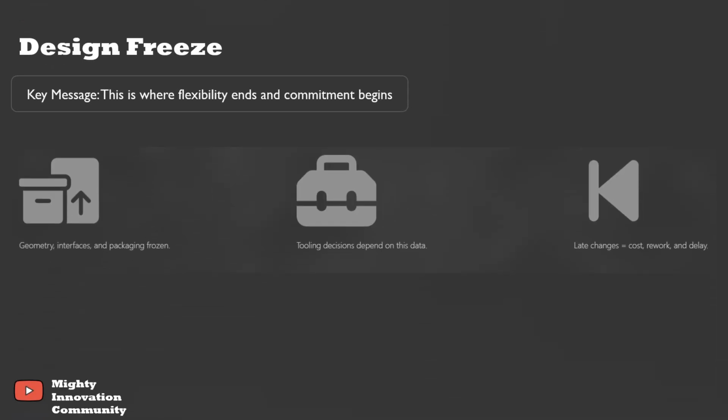The first milestone is design freeze. Design freeze means the part geometry is frozen. After this point, major geometry changes are not allowed. Tooling decisions are based on this design freeze data. This is critical because tooling is expensive and time consuming. If the design is unstable here, the problems show up later and cause delays, cost overruns, and firefighting.